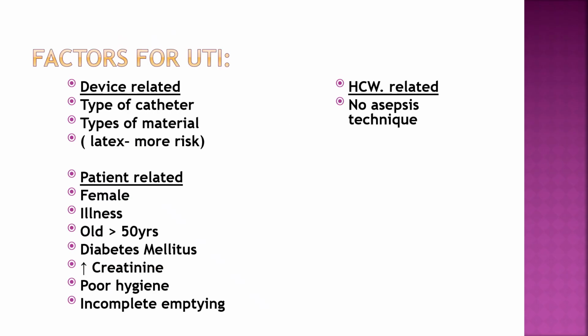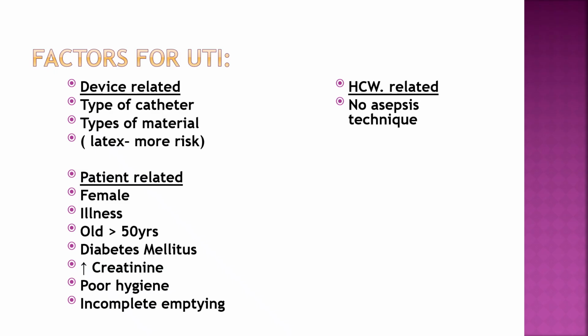Now we will see what are the factors causing urinary tract infection. It is divided into device related, patient related, and healthcare worker related. First we will see device related. In that, type of catheter is very important. Which type of catheter is used gives the urinary tract infection. Then type of material, whether it is latex, is more risky.